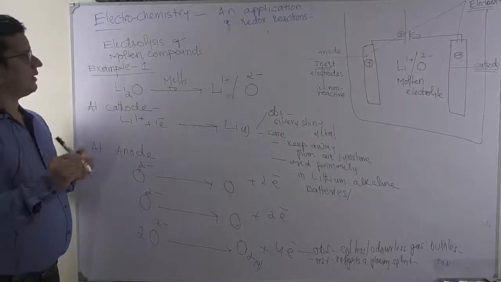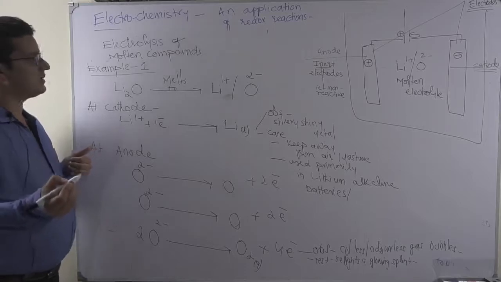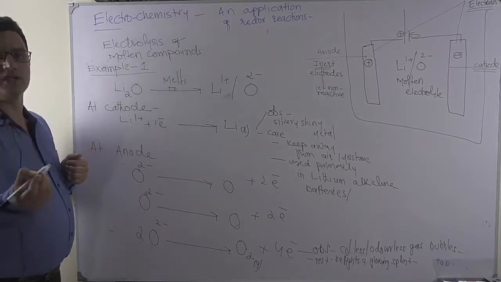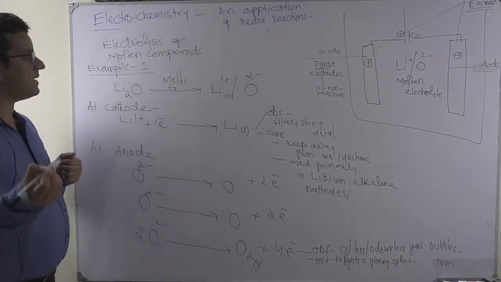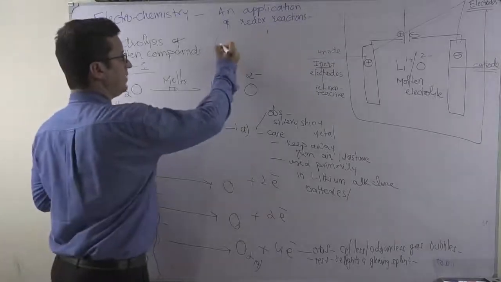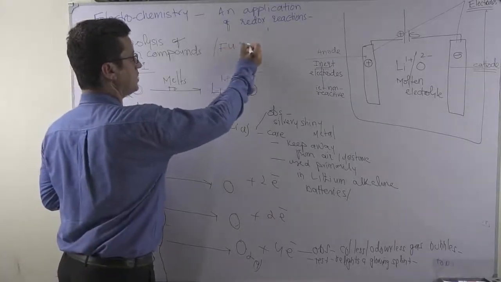Okay, so we'll start with electrolysis of molten compounds. The word molten means melted. Somewhere in the exam you will find it written as fused.